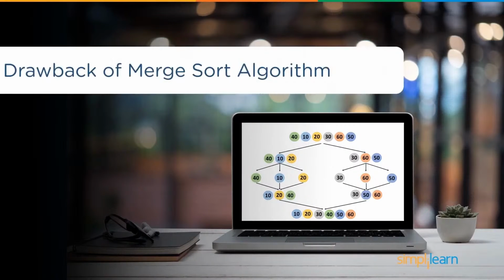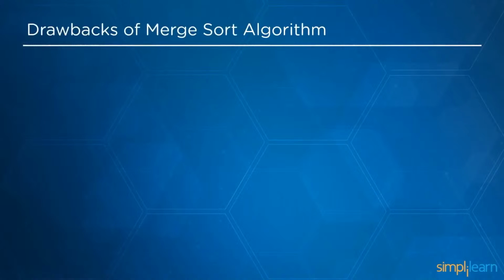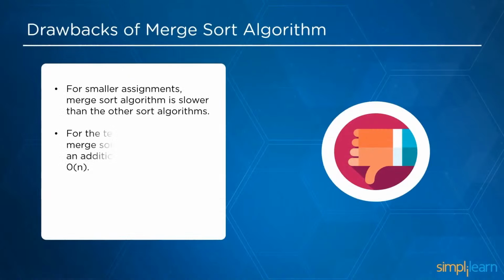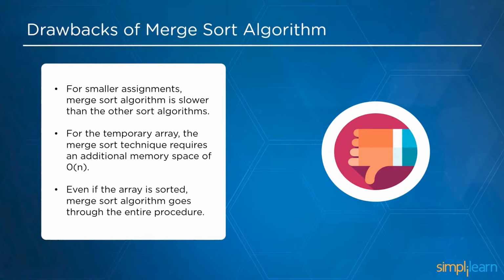Now let us look into some of the drawbacks of merge sort algorithm. Some of the drawbacks are: for smaller assignments, merge sort algorithm is slower than the other sorting algorithms. For the temporary array, the merge sort technique requires additional memory space, that is, space of big O of n. Now let us look into a practical demonstration of merge sort algorithm.